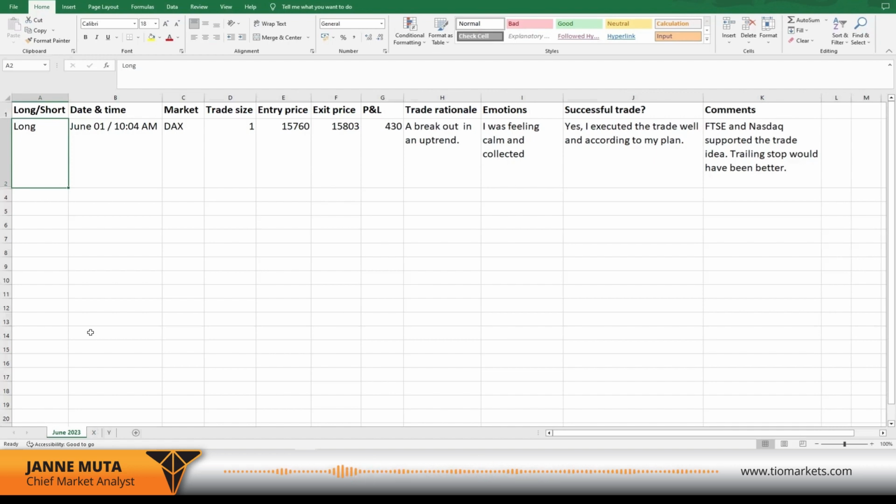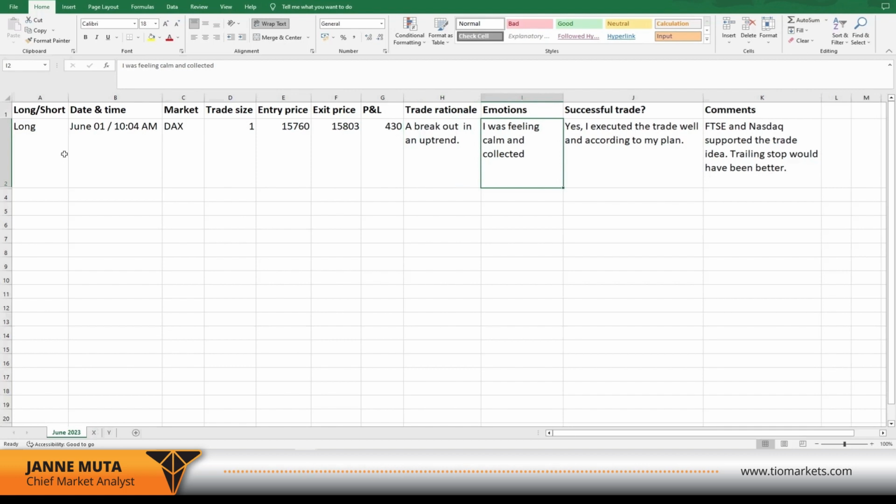In this trading journal template example, we start with whether the trade is long or short. Then we write down the date and time, the market we traded, the trade size, entry and exit prices, the P&L from the trade, and then the trade rationale. Why did you take the trade? Here I have a very brief comment, but you might want to consider writing down any other factors that you see as valid for this trade setup.